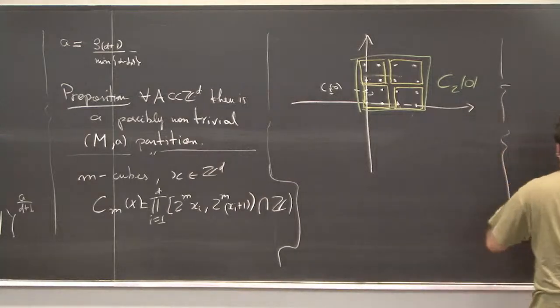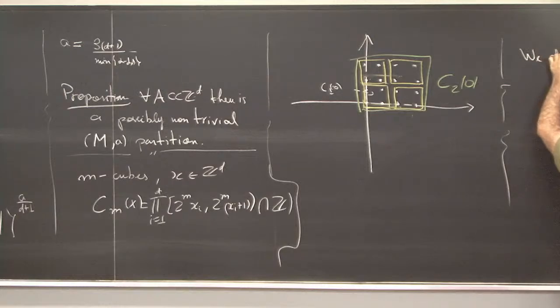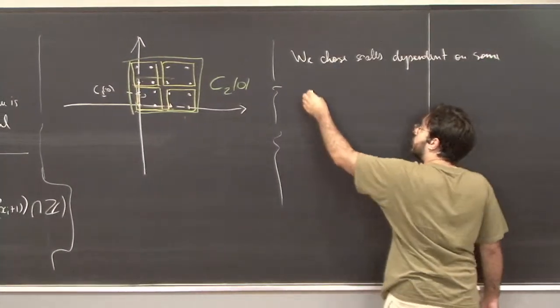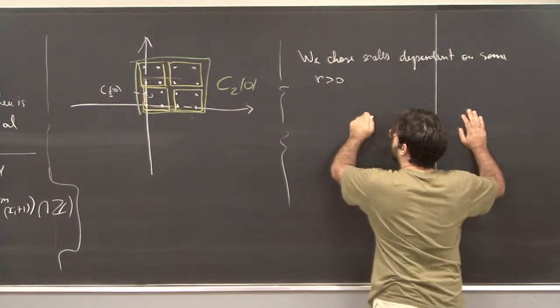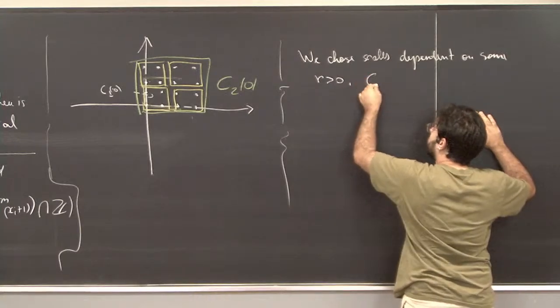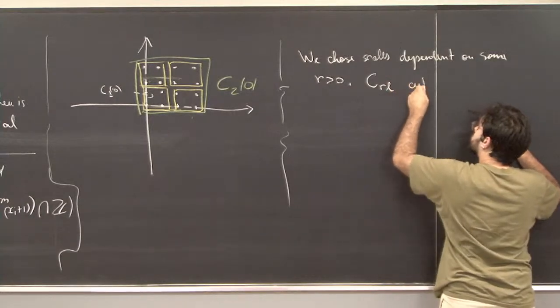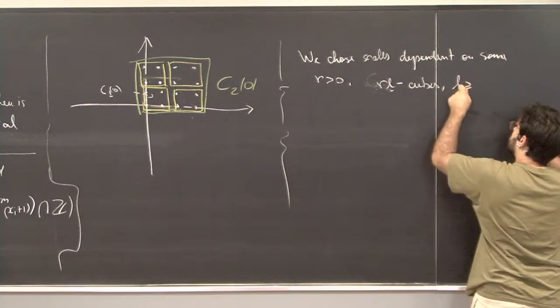So what we did is that we chose scales dependent on some positive integer, r, and these scales were chosen as we only work with C_{R^L} cubes, so R^L cubes for L larger than 1.